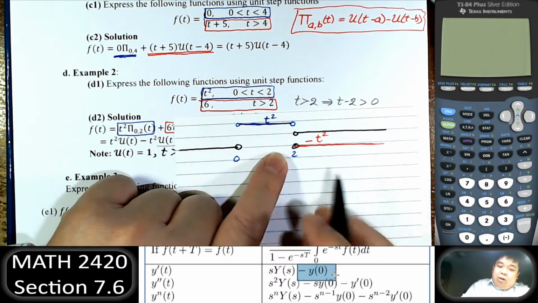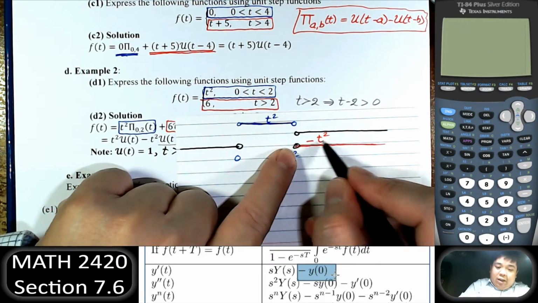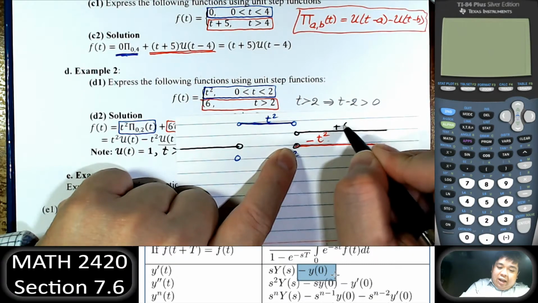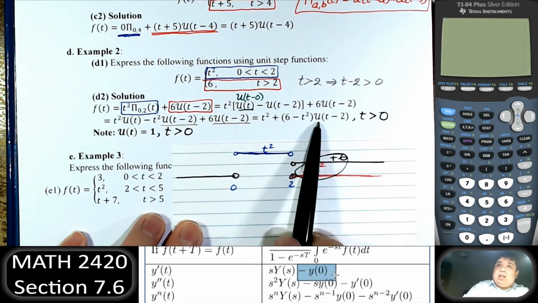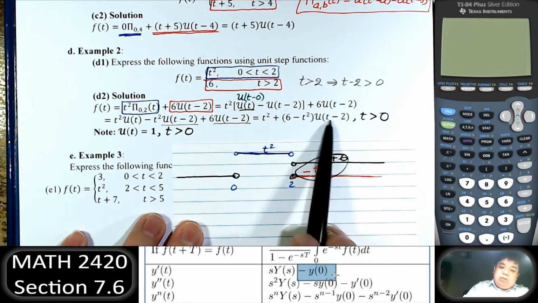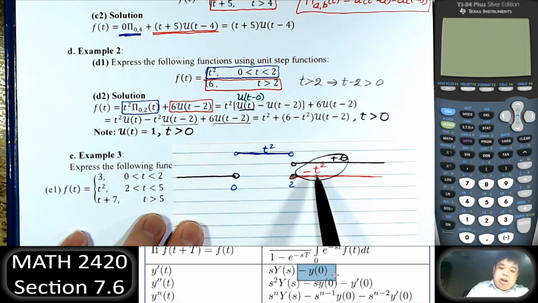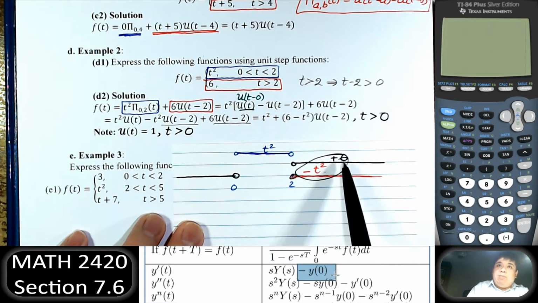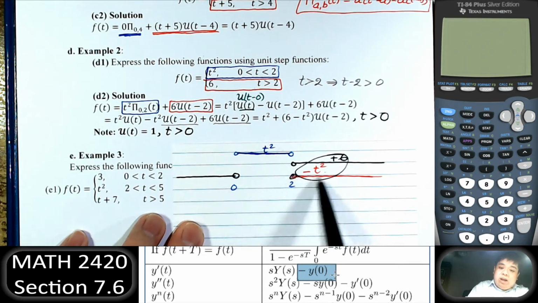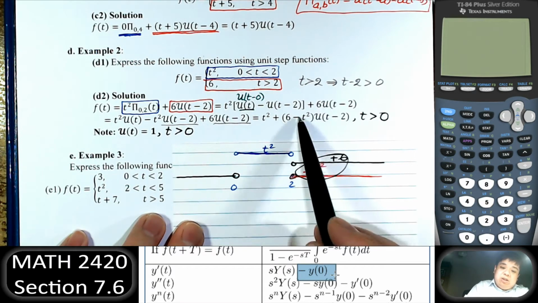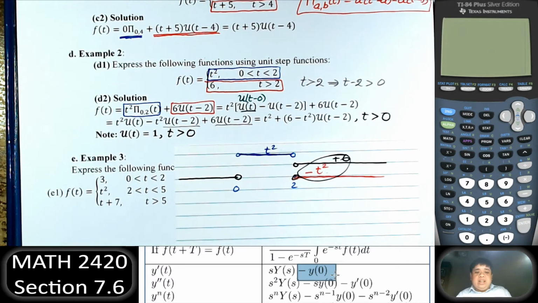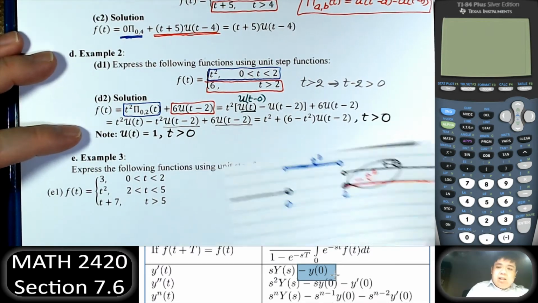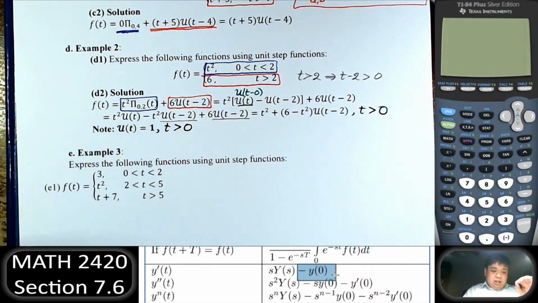And we see from 2 on we have negative t squared and then plus 6. So that's why for t greater than 2, we have 6 minus t squared. So first we get rid of the t squared, and then we add the new values. So that's what we see here. But we don't even need to graph it.